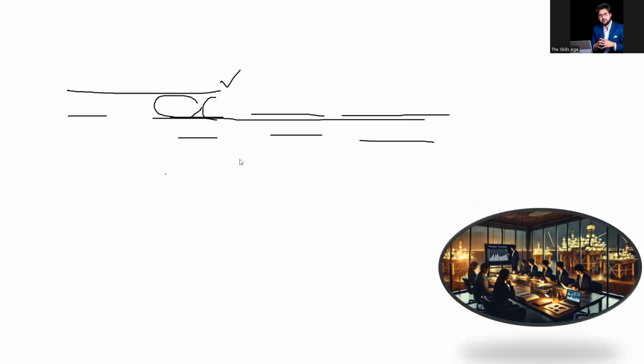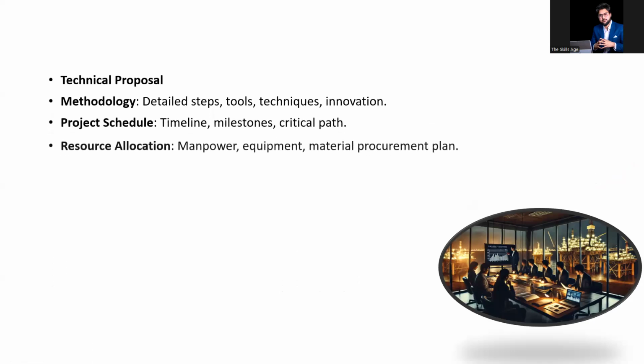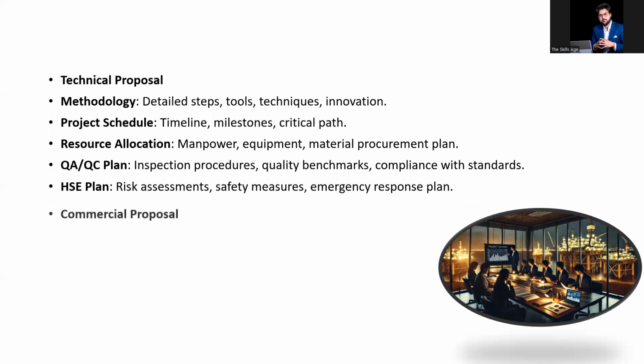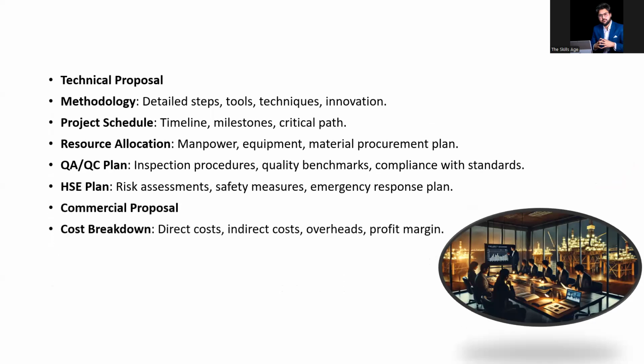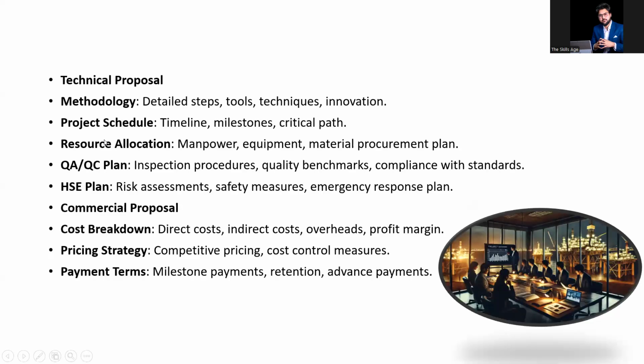So along with that, you have a technical proposal. This would be comprising of methodology, project schedules, resource allocation, and your quality assurance, quality control plans. Then HSE plans, how you are going to make the work environment more safe and all that. Then the commercial proposal will be comprised of your cost breakdown structures, pricing strategy, payment terms. So these are the major things you have to keep in your mind, and the required data and documents as well.